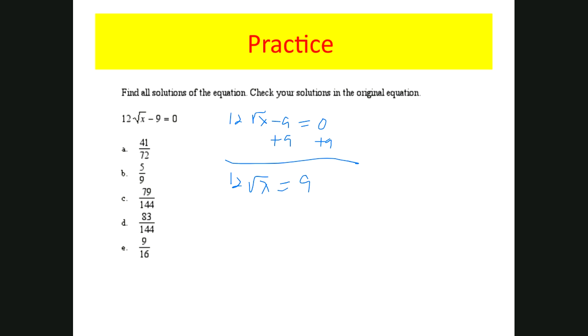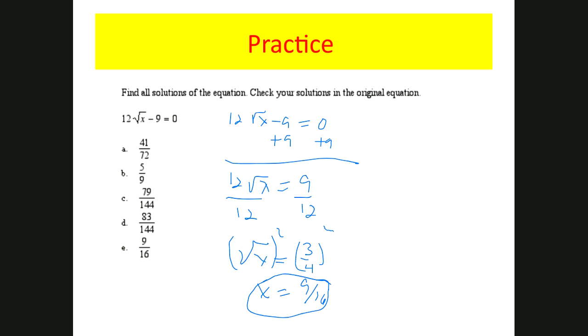I'm going to divide through by 12. I want to get the radical by itself. So now I have the square root of x equals 9 over 12, which I can reduce to 3/4. So now I'm going to square both sides because the radical is isolated. So I get x equals 9 over 16. And there's my solution.